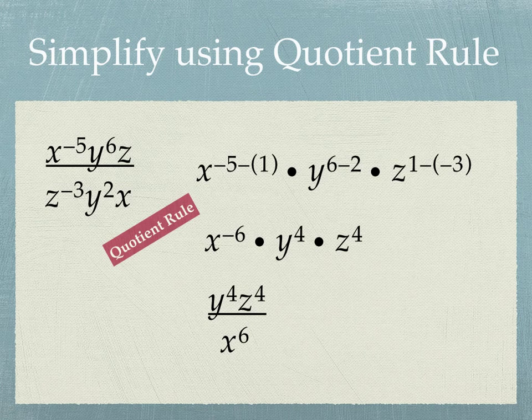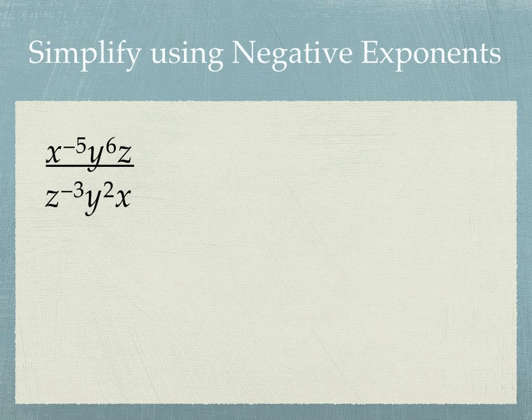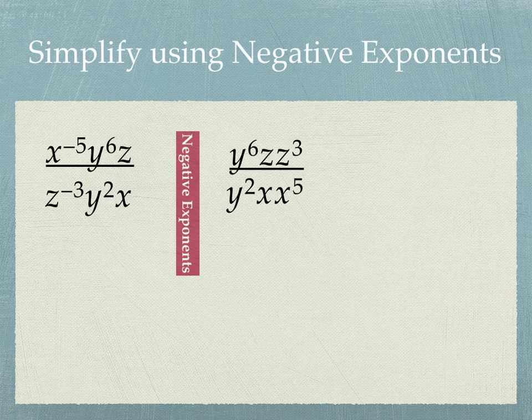Right, now this same example we could have simplified first using negative exponents. So change the place in the fraction of the x to the negative 5 and the z to the negative 3. So that becomes z to the 3rd, in other words, up in the numerator, and x to the 5th in the denominator. Now we can simplify this by bringing our y terms together, our z terms, and our x term.